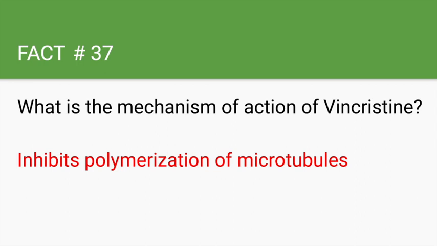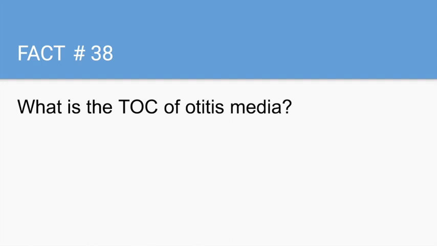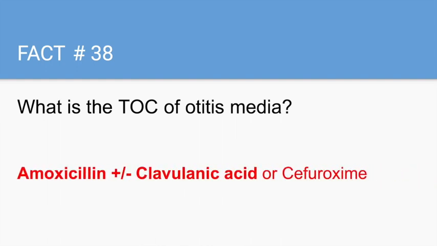What is the treatment of choice of otitis media? Amoxicillin and clavulanic acid or cefuroxime. So recall that for otitis externa, it is treated with fluoroquinolones, while for otitis media, it is treated with amoxicillin and clavulanic acid or cefuroxime. This is very high yield, particularly for applicants who are doing the USMLE Step 3. Especially for day 1, you can be heavily tested on antibiotics.